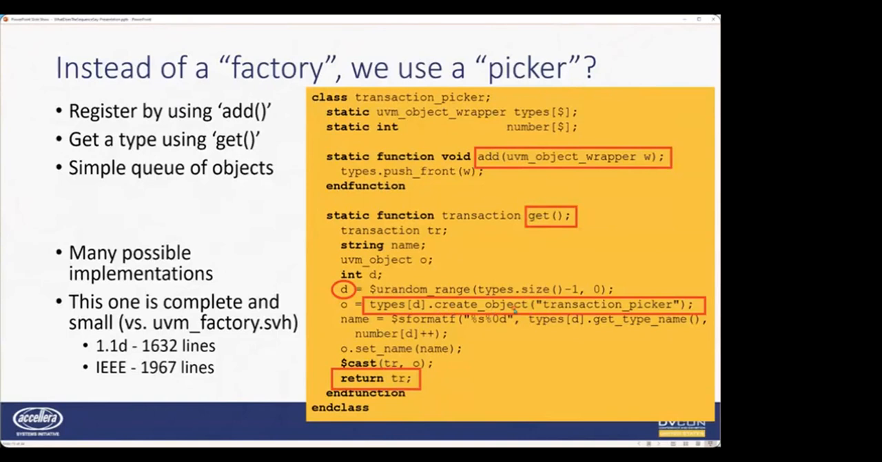Create object is a function that the factory actually does use. So this is built into the UVM. So I'm calling a create object on that type, and I'm going to get an object handle. I'm going to make a special name using that number queue, and set the name, and then do the cast and return the value. So that cast is just a fancy way to have a TR handle that's really a TR instead of a UVM object. That's it. That's the whole code for the picker.